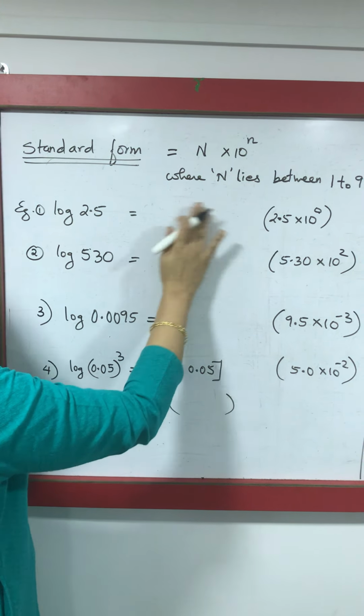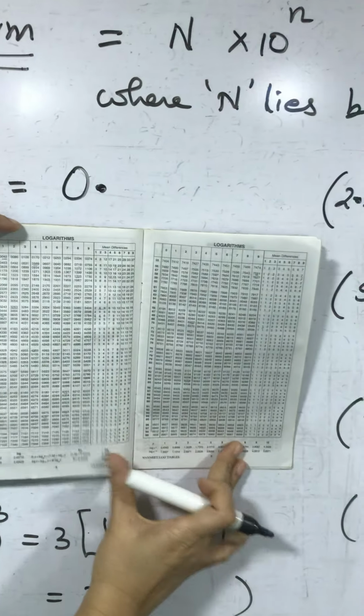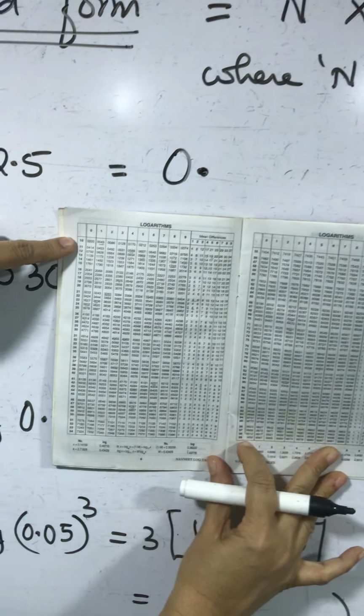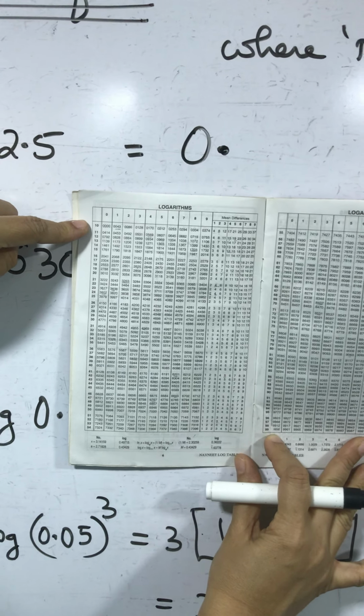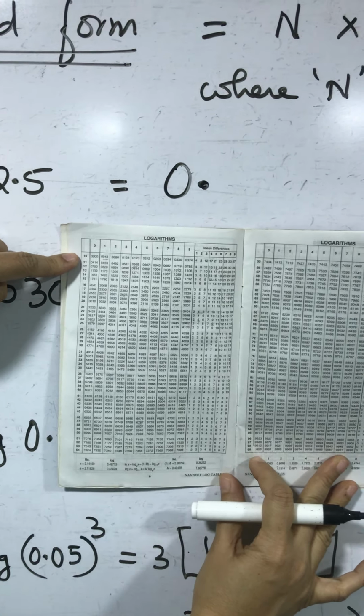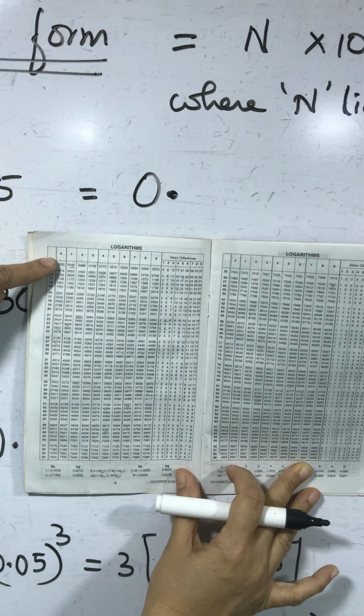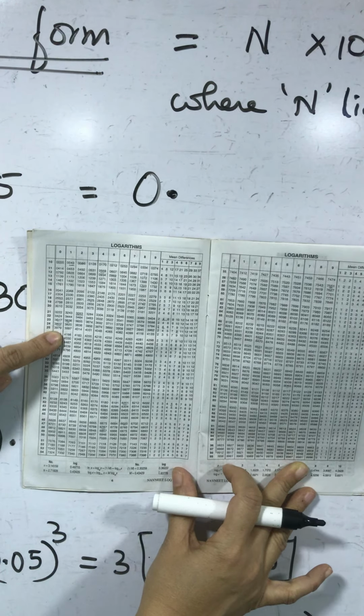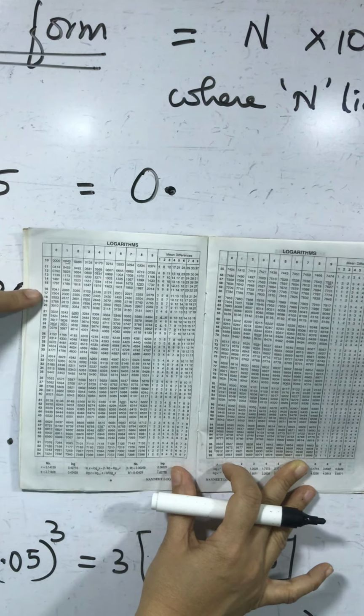Then we will look into log tables. You have to have your log tables. When you open up log tables, you will find that the log tables range from 10 to 99. There is no log of 1 to 9. It starts with 10 and ends with 99. So if I have to find the log of 2.5, then I will look at the 25 value. Under column 0, the value is 3979, which becomes my mantissa. So we write 3979, and that is the log of 2.5.